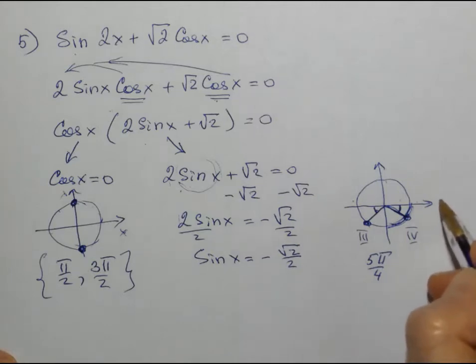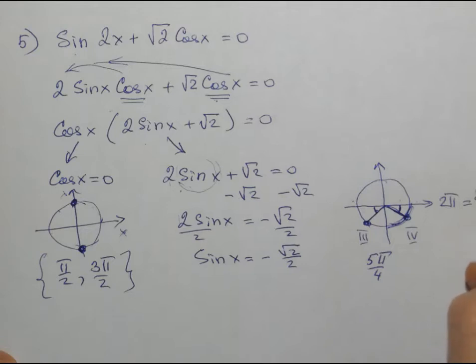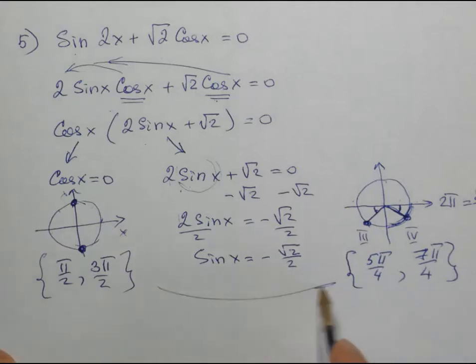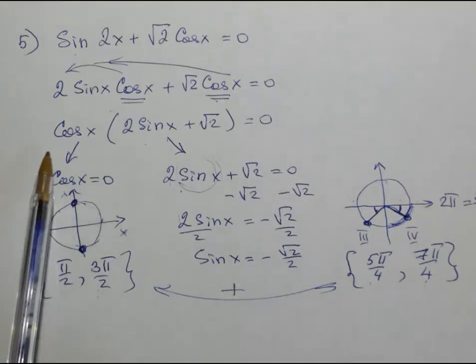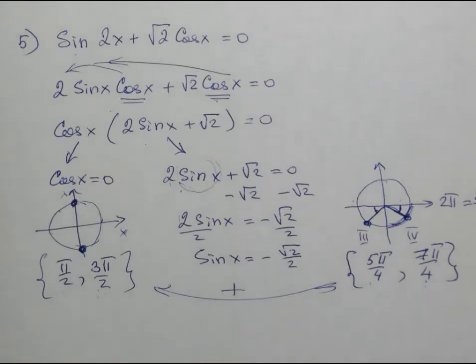2 pi is the same as 8 pi over 4. 8 pi over 4 minus 1 will be 7 pi over 4. So another two solutions. So altogether we have these four solutions: pi over 2, 3 pi over 2, 5 pi over 4, 7 pi over 4. All these four numbers satisfy the original equation.